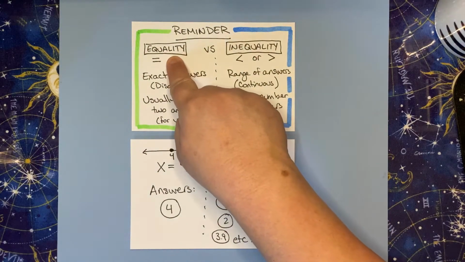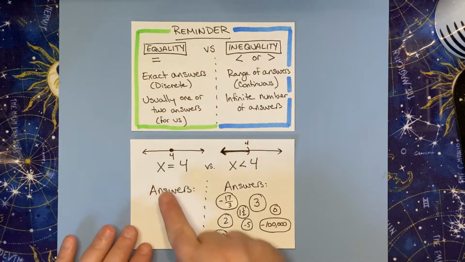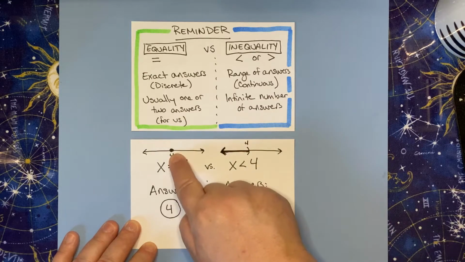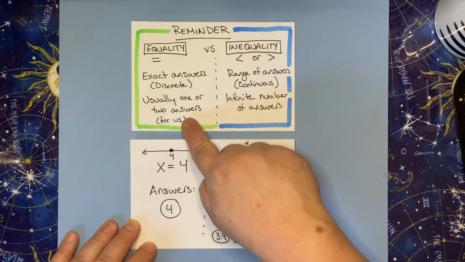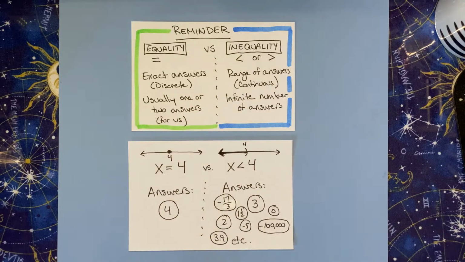When things are equal, you get exact answers. That's not really mathematical talk, that's human talk. For discrete, there are individual answers. For example, if we've got x equals 4, how many answers are there? Just one. It's 4. Just a dot on the number 4. And for us, usually up till now, it's been 1 or maybe 2 answers. There won't be a lot of answers with equality. With equality, we'll get a limited number of answers, and they will be individual points.